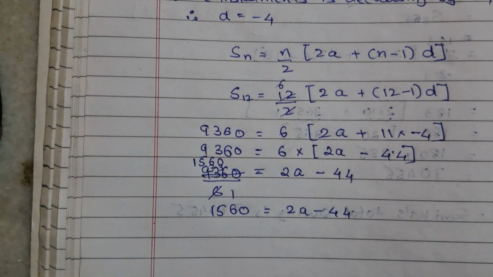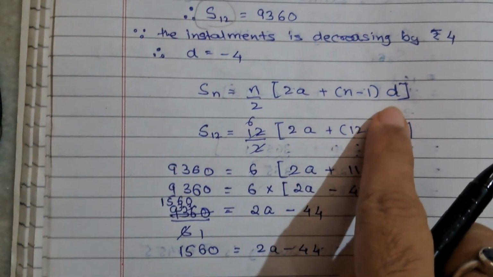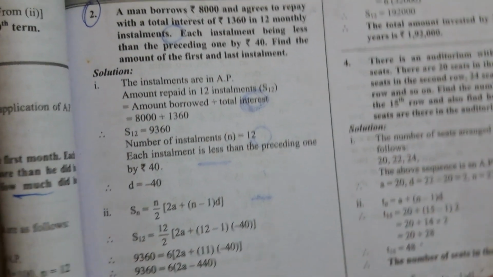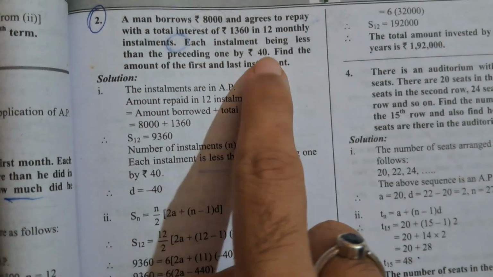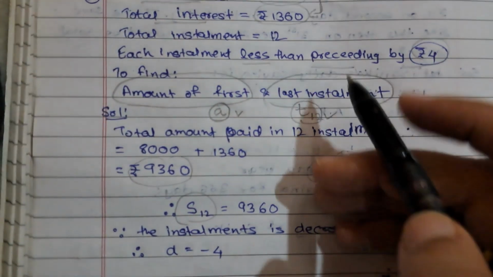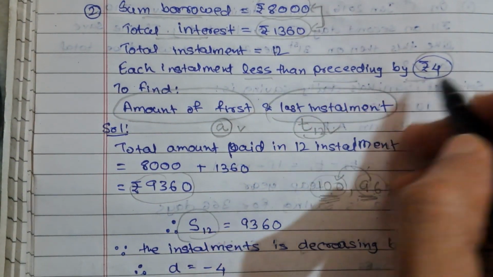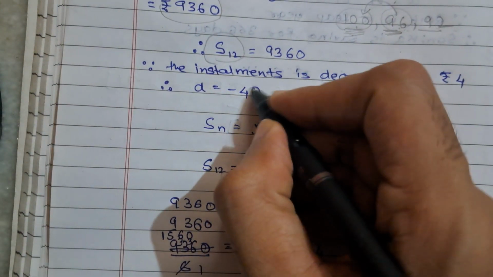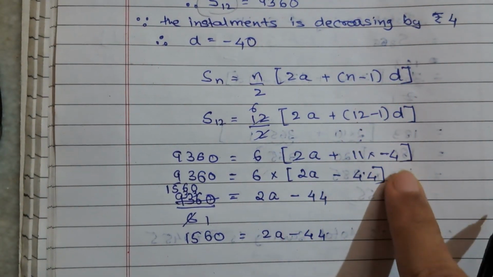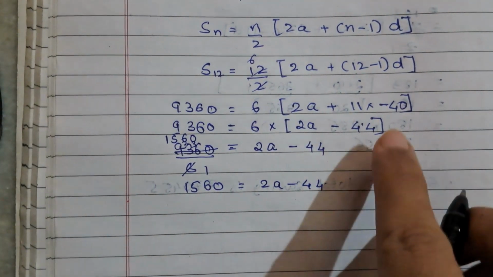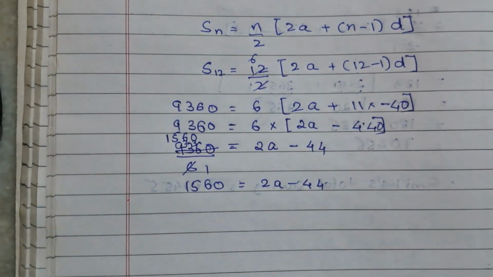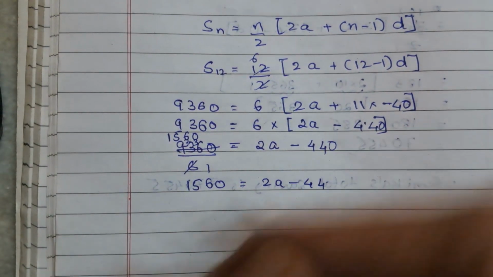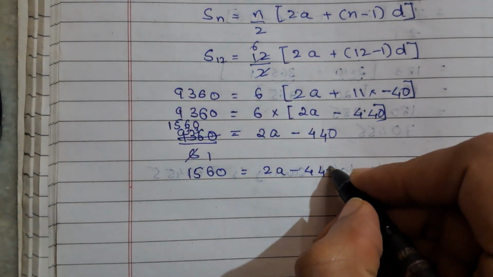Okay, so one thing that I missed over here is, suppose I believe this difference is not 4. Let me go back to the sum and read my sum again. It says each installment is less than the preceding by rupees 40, which means all the numbers are decreasing by 40, not 4. So in this sum each installment is less than the preceding by rupees 40, which means my common difference d will not be minus 4, it will be minus 40. And due to that, wherever I use d, I just need to use minus 40. So 4 11s are 44. Because of the 0, it will become 440. And here also it will become 440.